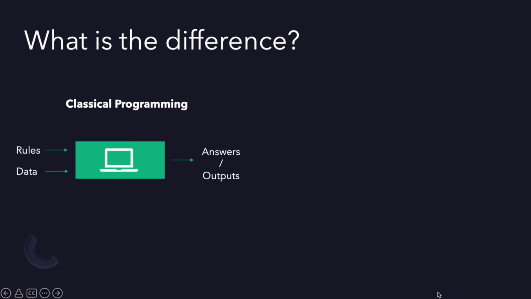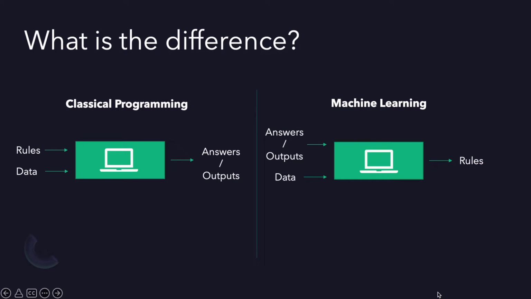This is a well-known display of classic programming. As you see, a program needs rules and data to generate answers. However, in machine learning, we don't need to define the rules. Machine learning takes data and answers and finds the rules itself. Let's look at it in a different way.